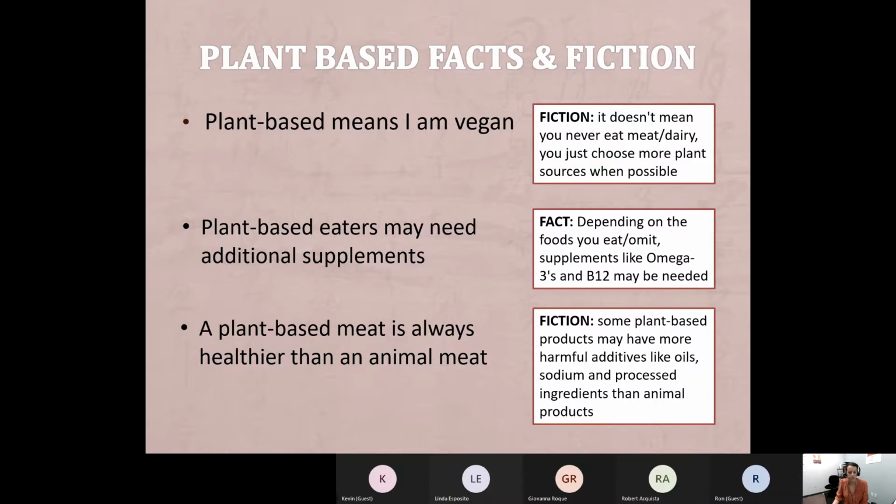And then a plant-based meat is always healthier than an animal meat. This is fiction. Just because something's plant-based does not mean it's healthy. I know you guys are probably seeing McDonald's and all these places coming out with plant-based alternatives. They can have more harmful additive oils, sodium, and processed ingredients than animal products.